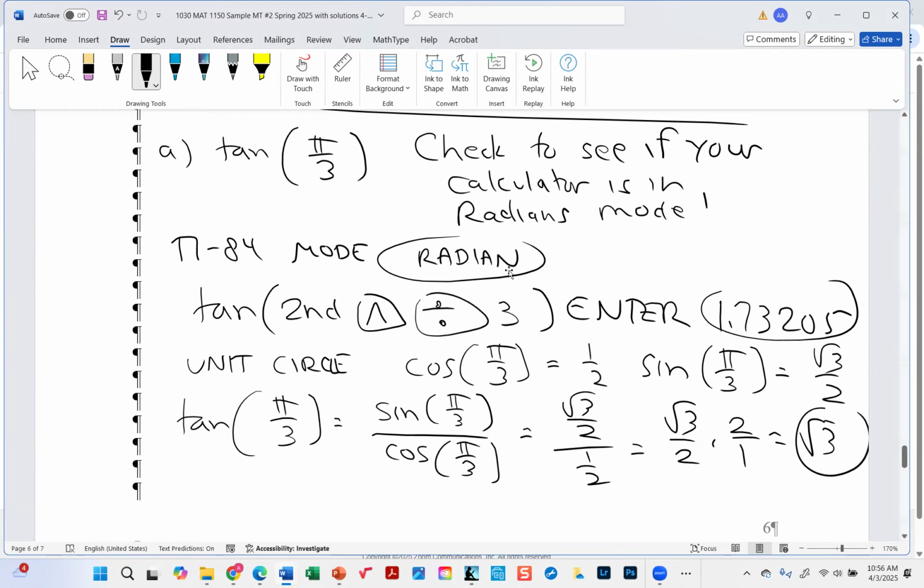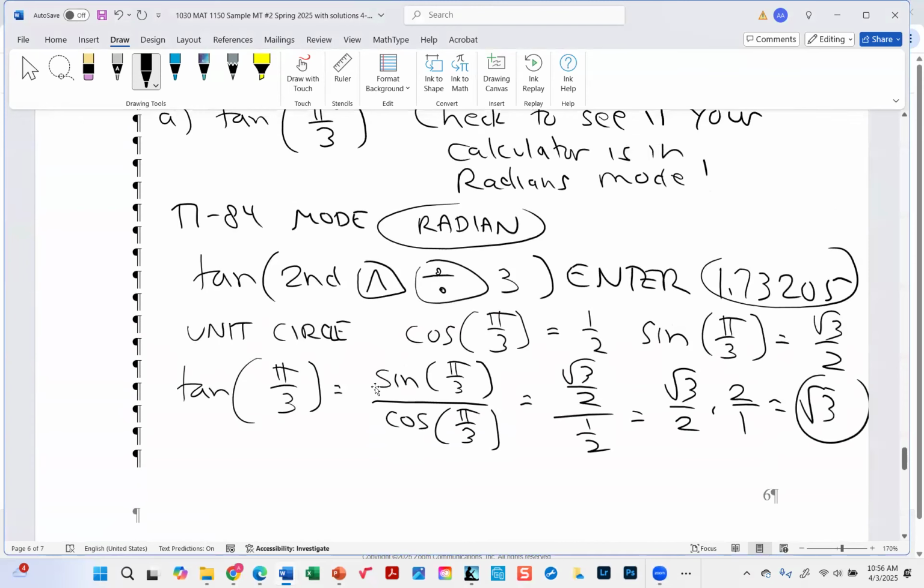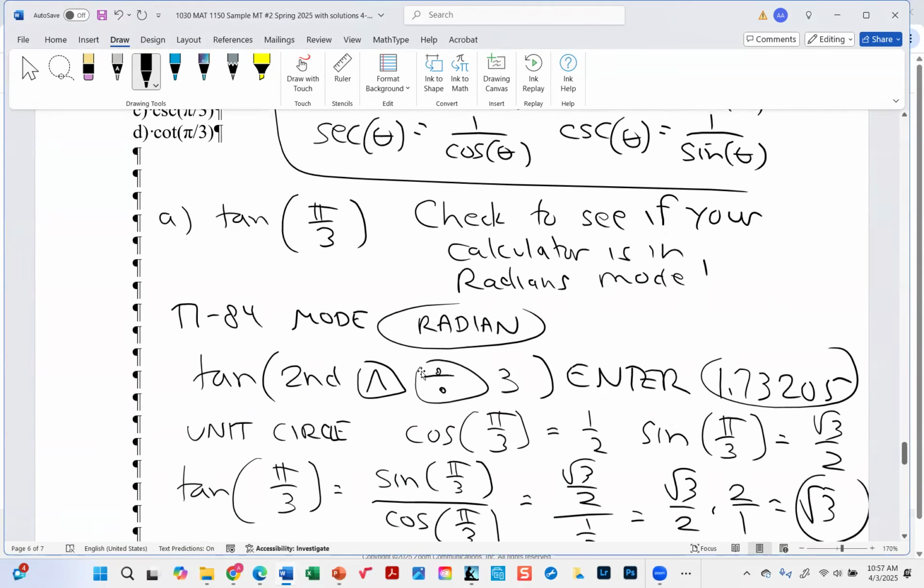So you can decide which one makes the most sense. You can go directly to the calculator, but that only works for sine, cosine, and tangent, by the way. If you need cosecant or one of the other two, you're going to need to do something like this anyway, where you're redefining it in terms of the other basic trig functions. Okay, so that's that one.